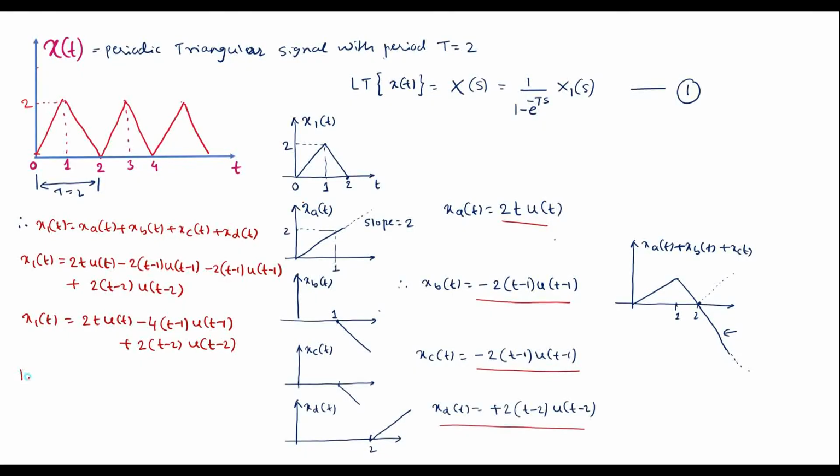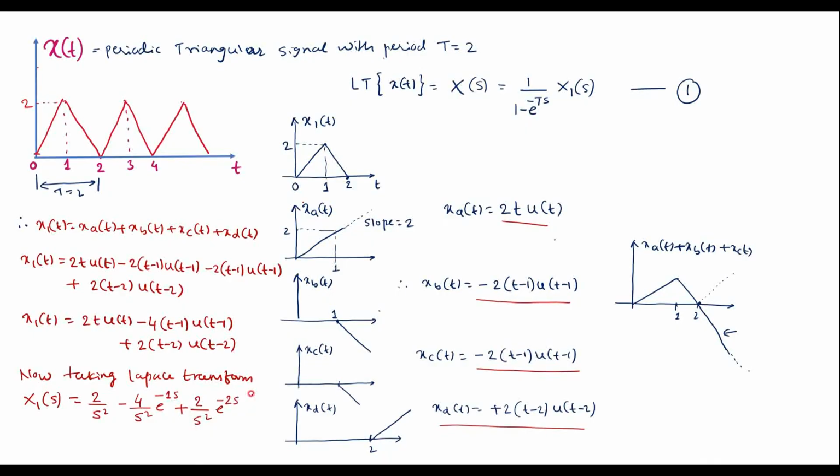So now taking the Laplace transform, I can write x1 of s is equal to: 2t u of t is nothing but the Laplace transform of a ramp signal, which is 2 by s square; minus 4 by s square e power minus s, the Laplace transform of the shifted ramp signal; plus, here this is also a shifted ramp signal, 2 by s square e power minus 2s.